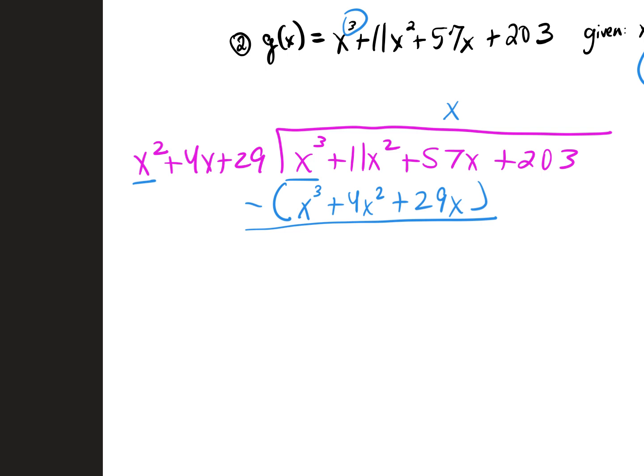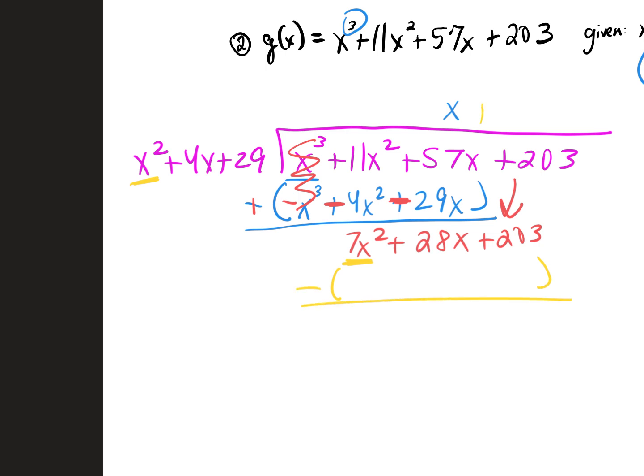Before you subtract, we have to distribute, distribute, distribute, distribute. 57x minus 29x is 28x. 11x squared minus 4x squared is 7x squared. My x cubes cancel and bring down your positive 203. Same thing, first term into first term. x squared times what gives you 7x squared? Positive 7. Good, so plus 7.